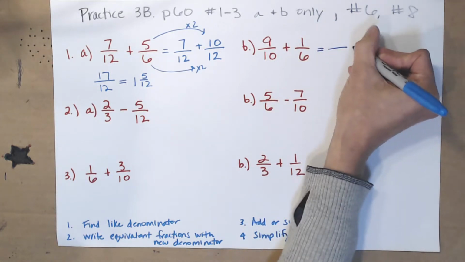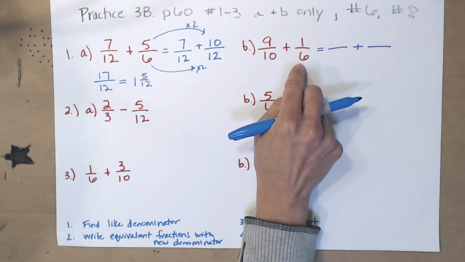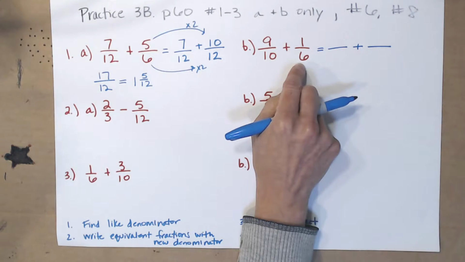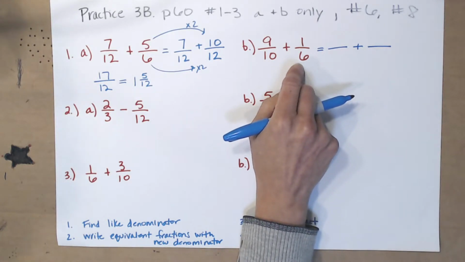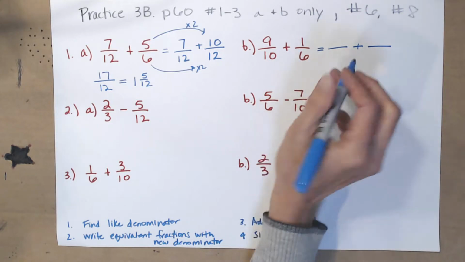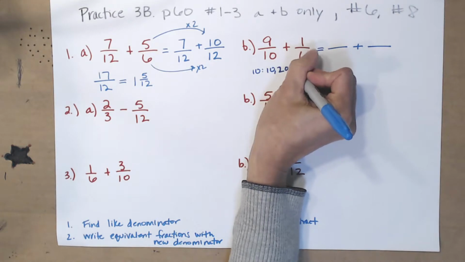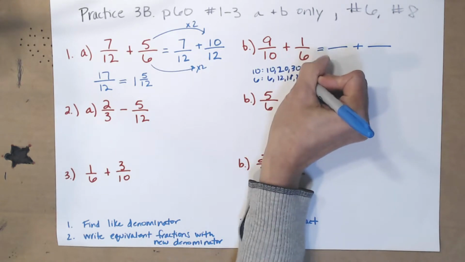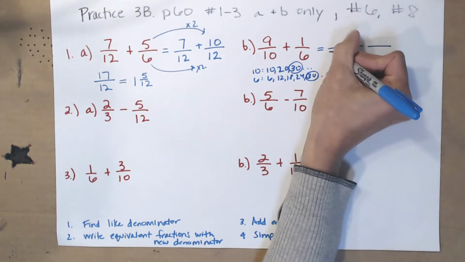Part B of 1, we have 9/10 plus 1/6. So we want to start by finding that common denominator. We have 10 and 6. We want to think about the least common multiple to use as our new denominator. You don't have to use the least common multiple. You can use any common multiple, but the least common multiple will make it easiest for you. So 10 and 6. If you need to, you can write out the multiples, 10, 20, 30, and then 6, 12, 18, 24, 30. We see that 30 is the least common multiple. So we'll use 30.